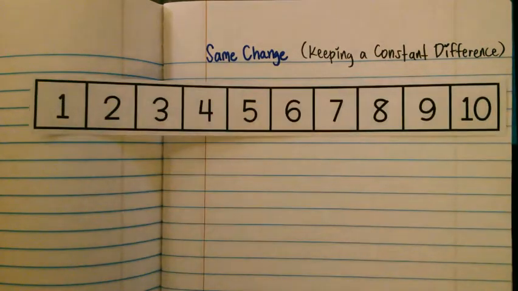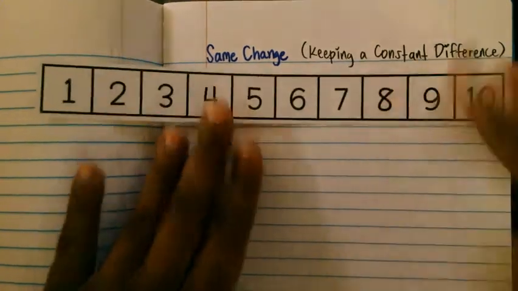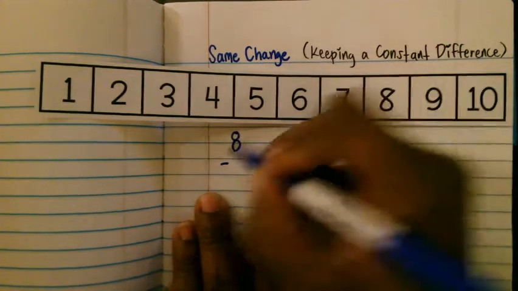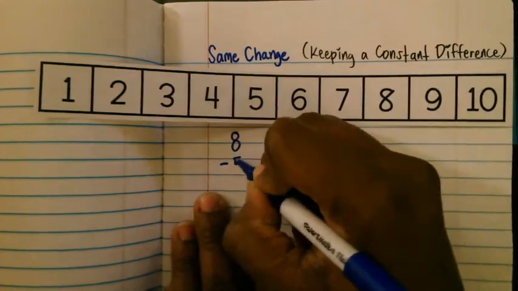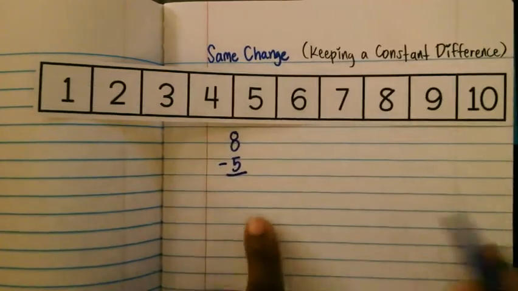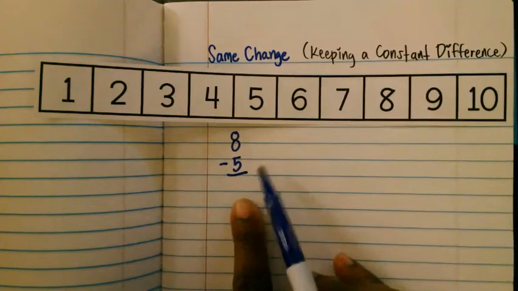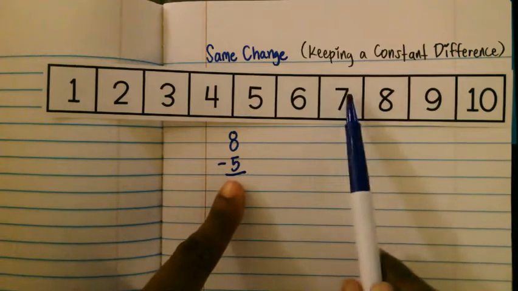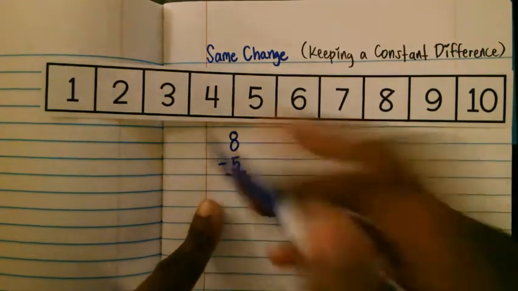So let's say we had 8 minus 5. And for some reason, students don't know that amount. So let's go ahead and do the subtraction. 8 minus 5, 1, 2, 3, 4, 5, that gives me 3.